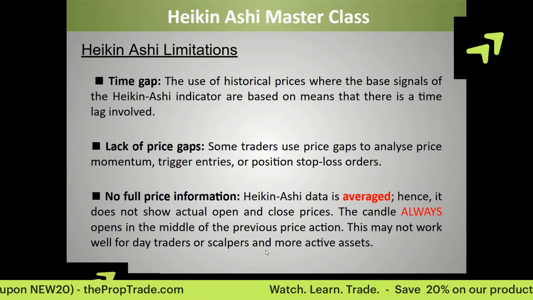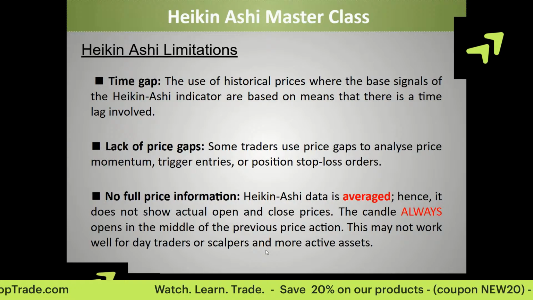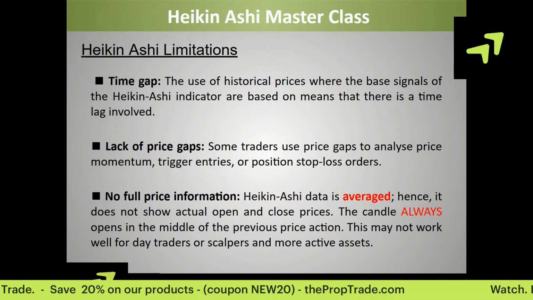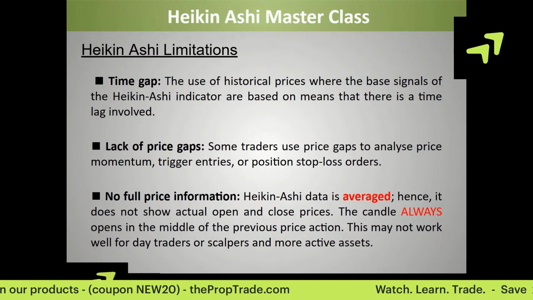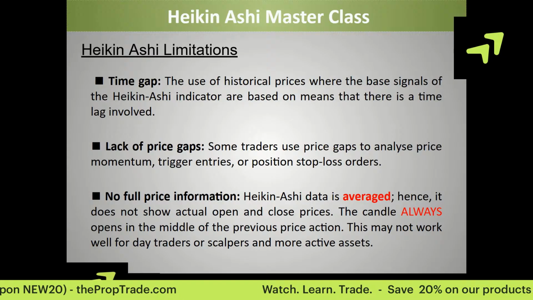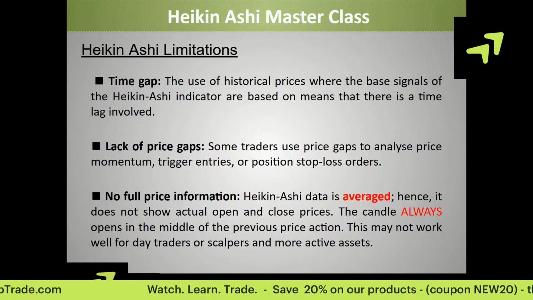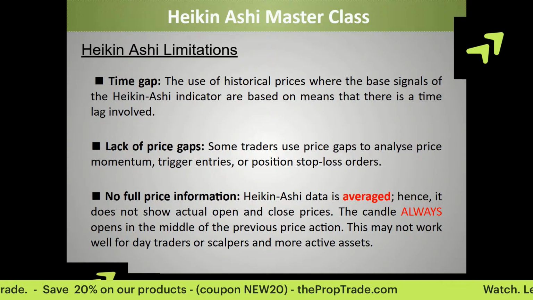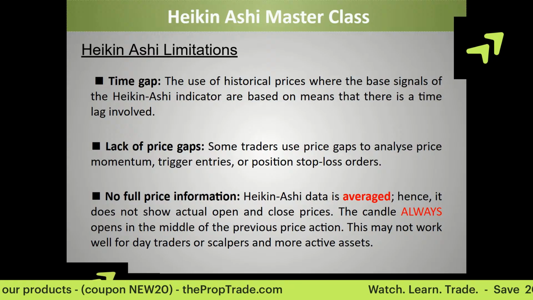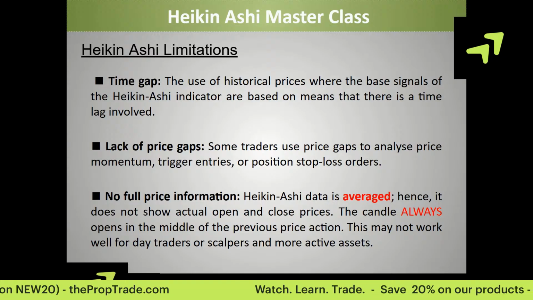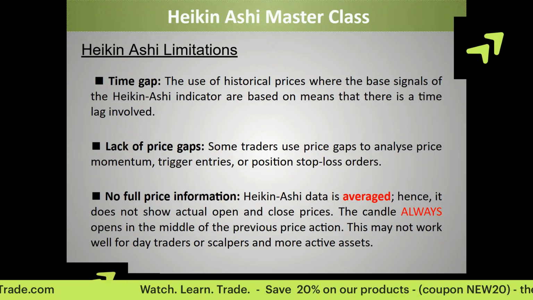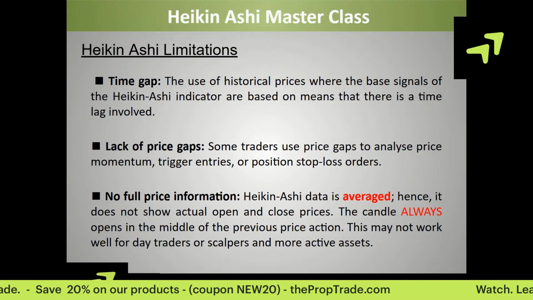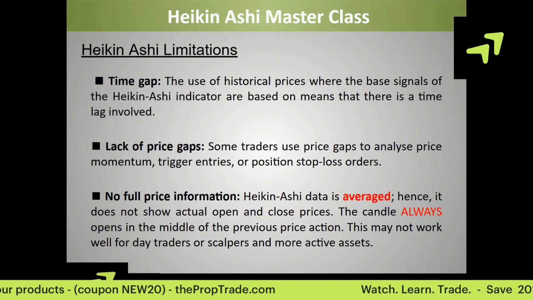Okay, so some of the limitations. I've already touched on them, but some of the drawbacks of Heikin-Ashi candles: we've already mentioned where the price action is compared to the candle pattern, and the time gap. The use of historical price, and remember we're averaging the prices, means that we still have a lag involved. As with any indicator, there's some sort of time lag. Whether you use indicators or just pure price action, that's up to you. But with Heikin-Ashi candles, there is that time gap.